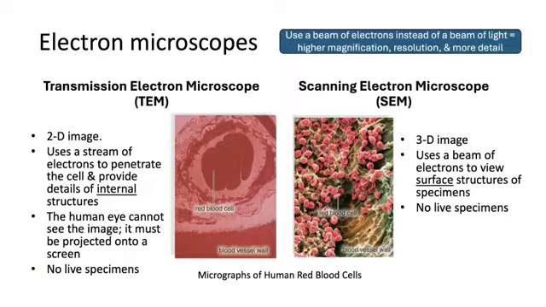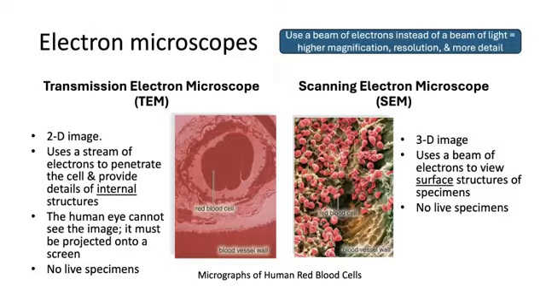So in general, when we use an electron microscope, we're using a beam of electrons instead of a beam of light, which we see with our compound microscope, so that we can get higher magnification, resolution, and more detail using this electron microscope. When we use a transmission version of it, we are going to see a 2D image. And this really is going to allow us to see more internal structures of a cell.